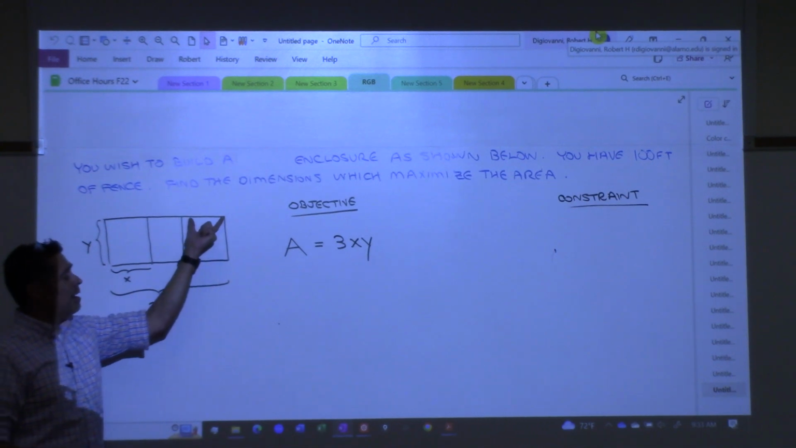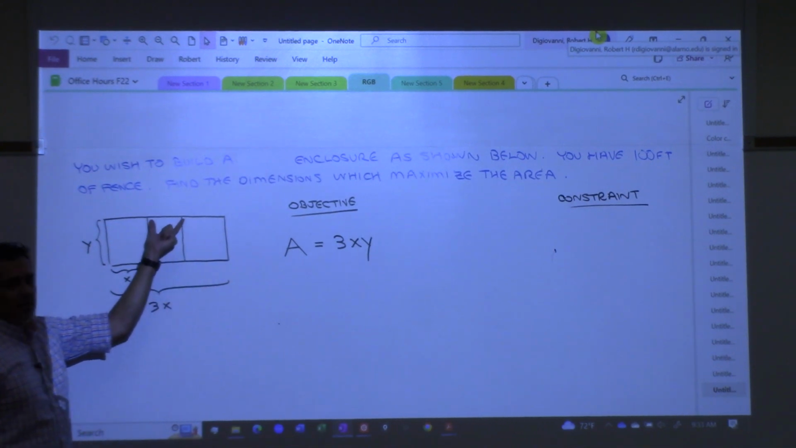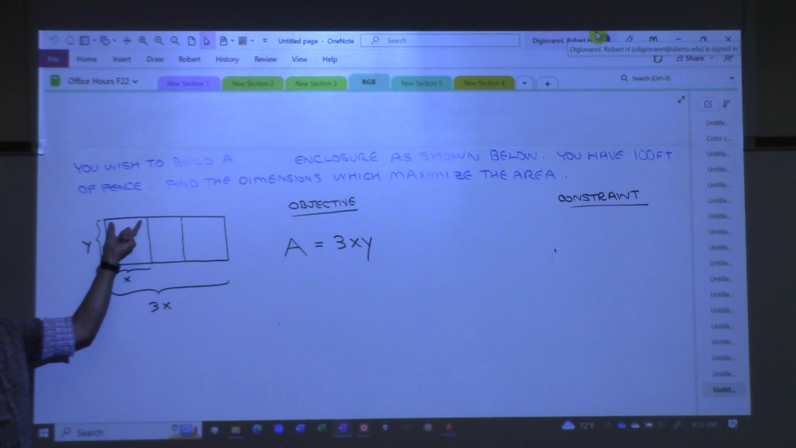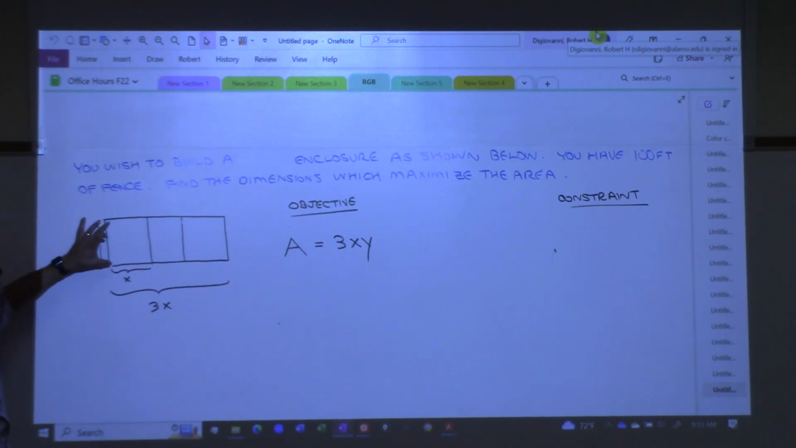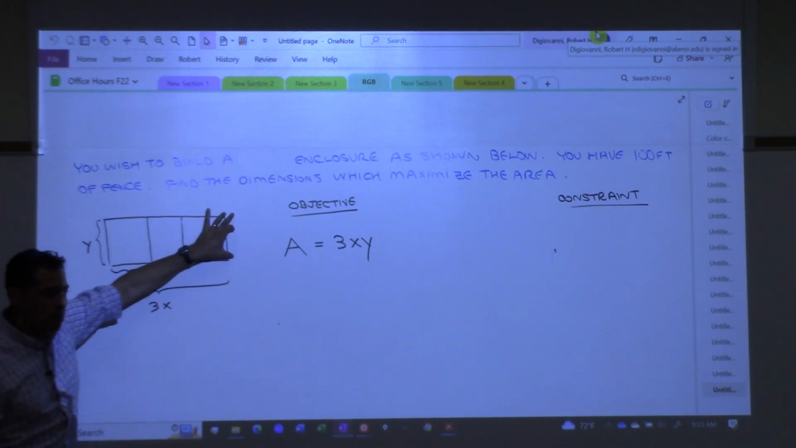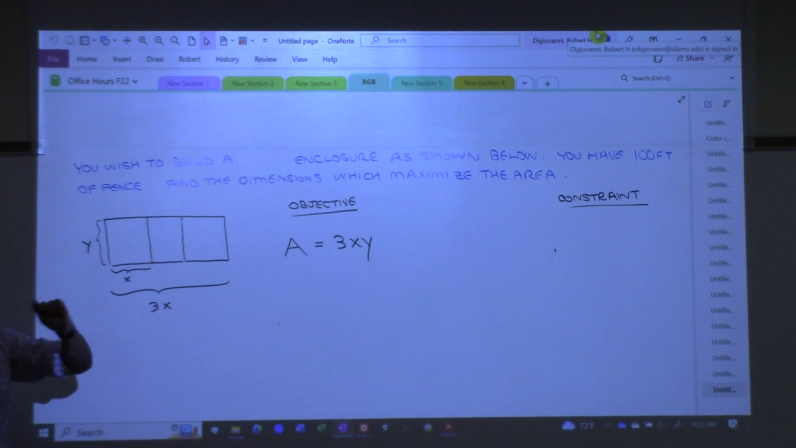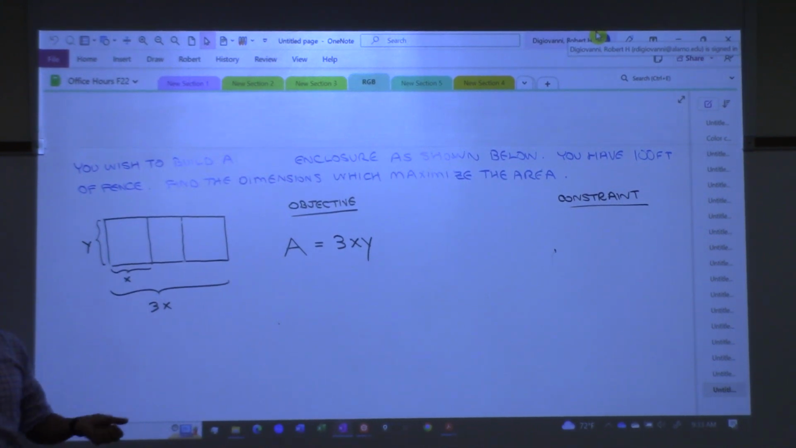How about that up there? How about that? How many x's is that? 6 x's, right? When you put your 6 x's together with, how many y's are you going to need? You're going to need 4 y's, aren't you? 6 x's along with 4 y's has to add up to be the 100 feet of fence.